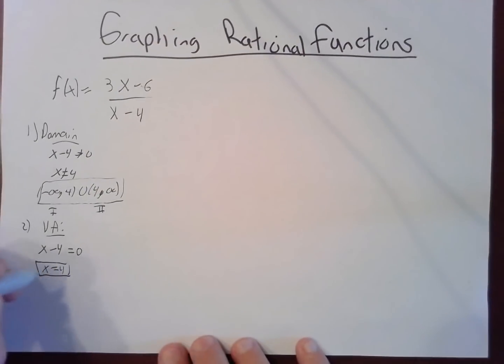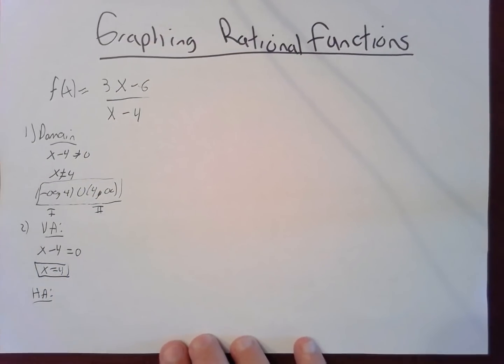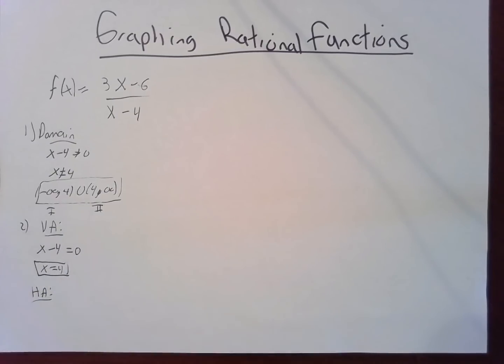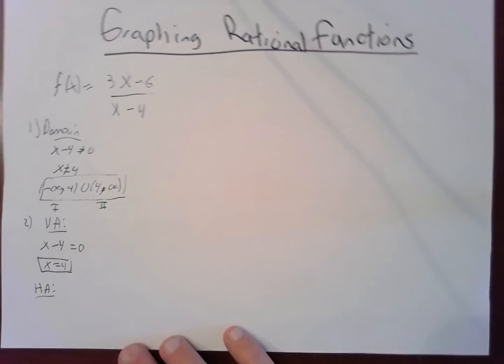Okay, next step, find any horizontal asymptote. Don't stress about, well, this is step 1 and this is step 2, and don't worry about numbering your steps. I'm just doing that for ease here. Sometimes I'll call this step 3, sometimes I won't. That doesn't matter. The point is we need to find our asymptotes.